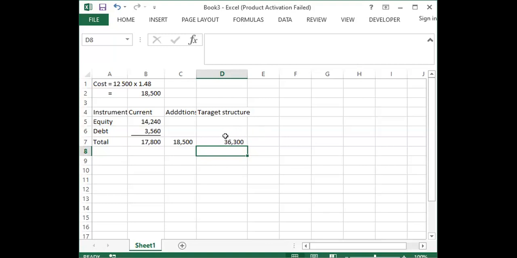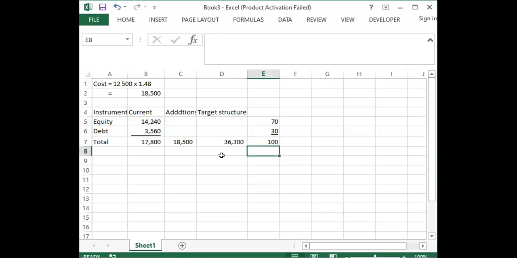And then this 36,300 now needs to be split in terms of our target structure. Based on what we read, the target structure, I believe, is 30 of debt to 70 of equity. That's the structure that we are working on. So our debt needs to be 30, while there is 70, which of course gives you 100 if you add up the two.